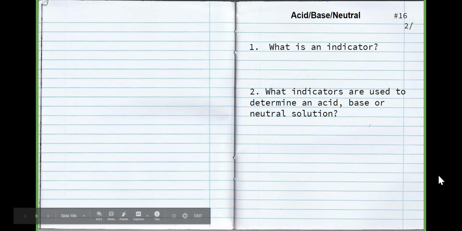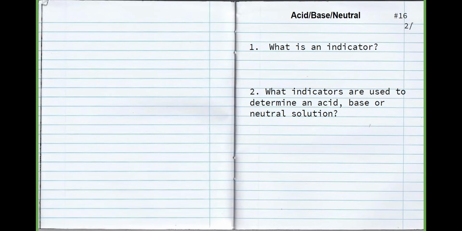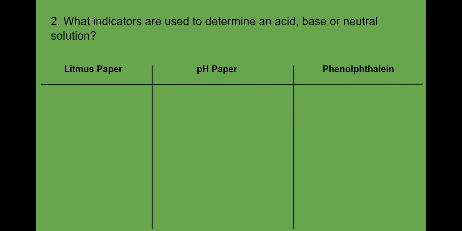So what indicators will we use to determine if a solution is an acid, base, or neutral? That is question number 2. So go ahead and make yourself a little chart that looks like this. We're going to cover litmus paper, pH paper, and phenolphthalein. We need to practice saying that word, phenolphthalein. It is a long word, but it's not a hard word.